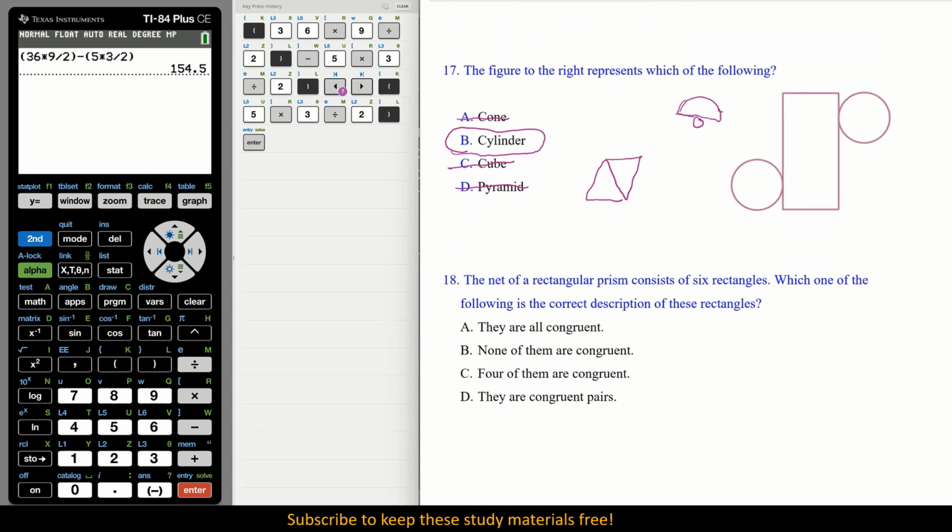Okay, number 18. The net of a rectangular prism consists of 6 rectangles. Which one of the following is the correct description of these rectangles? Okay, all right, let's look at A first. They are all congruent. If all the rectangles were congruent, then we'd have a cube. Think about it, there's no other way to slice it and dice it. I'm going to go ahead and mark through that one.